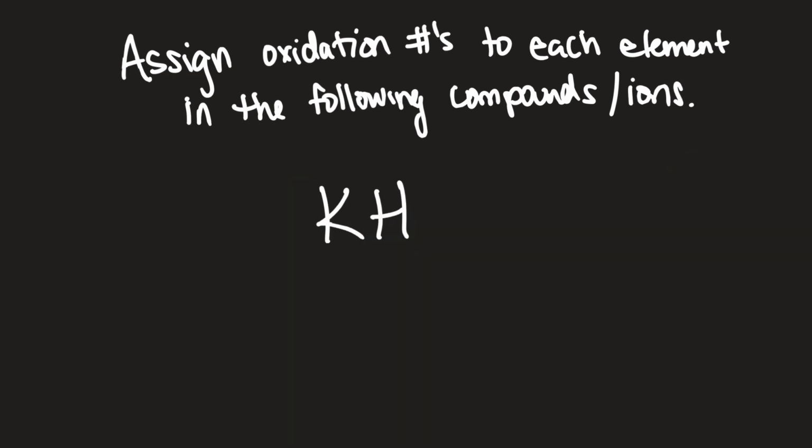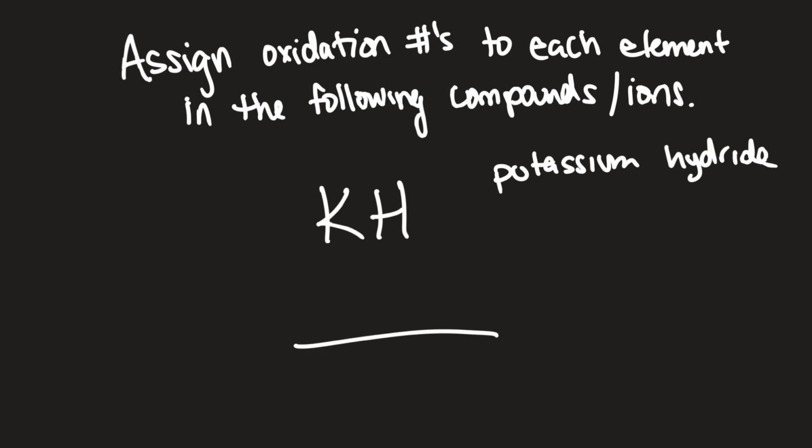So we have a strange compound here. We call this compound potassium hydride. This is an ionic compound. But if you notice, once again, its overall oxidation is equal to 0. And so what are the oxidations of each of the elements that make up this compound?